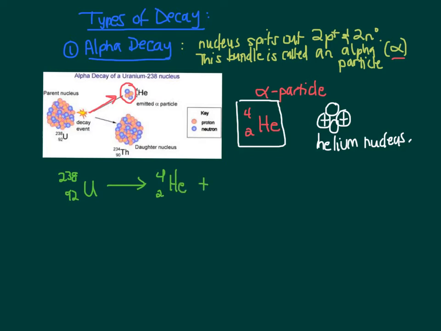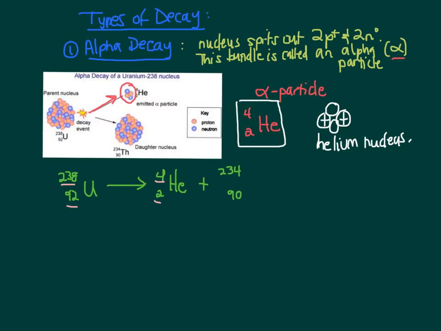Well, it's just math at this point. Uranium just lost 4 particles from its mass, right? So what is it going to end up with? It's going to have a mass of 234, because 238 minus 4 is 234. And it just lost two protons right here. So now it's going to be an element with 90 protons instead of 92.